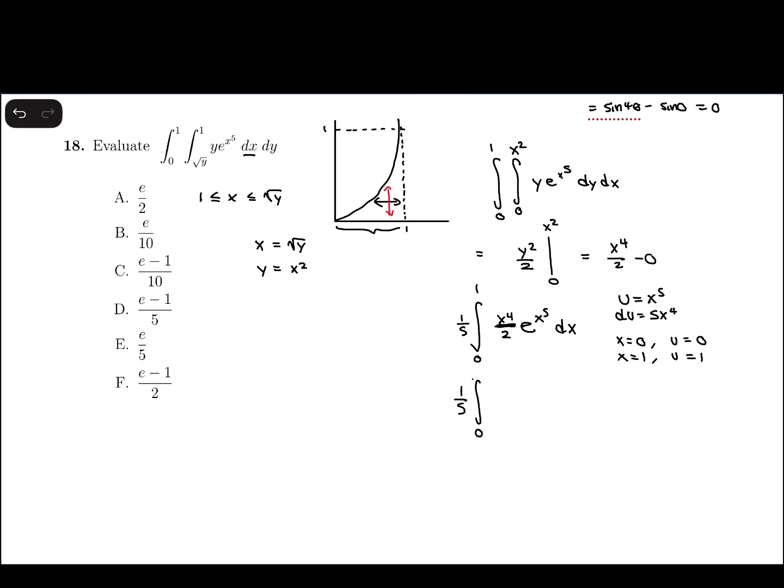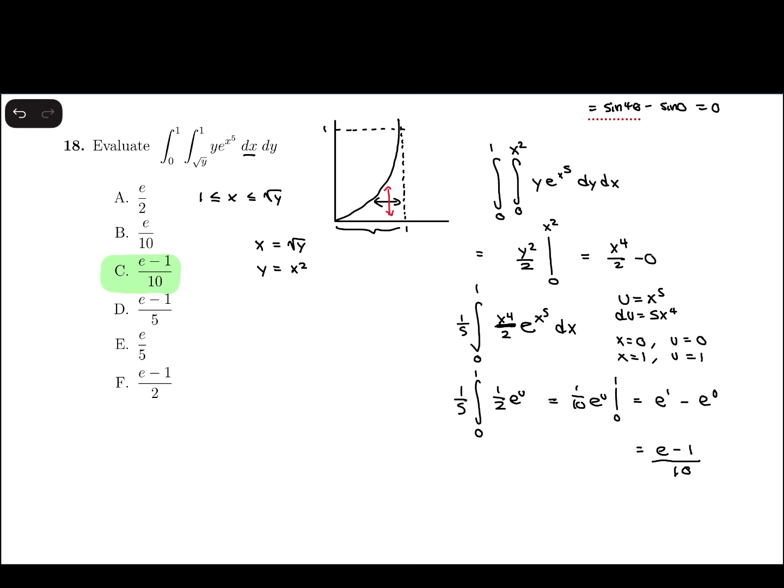It's just 0 to 1 of 1/2 e to the u, and that's that. So you just get e to the u between 0 and 1. I'll combine these to get 1/10. Just gets me e to the power of 1 minus e to the power of 0, which is just e minus 1, all divided by 10, which gets me the answer choice C.